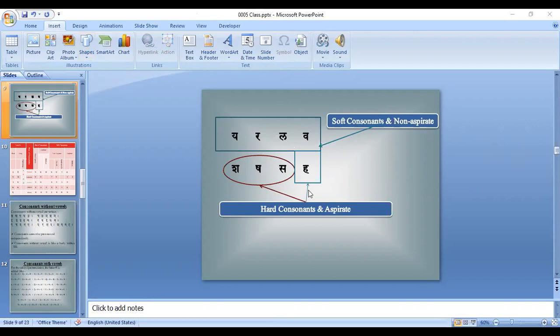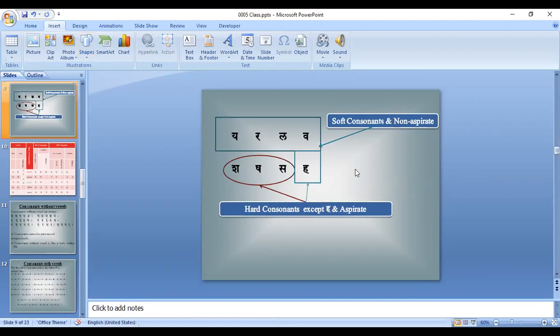And in that, ha is not a hard consonant. It's a soft consonant. So that part I have to correct. Probably I will do it in the next class. You can see I'm typing it. You will try to understand that.